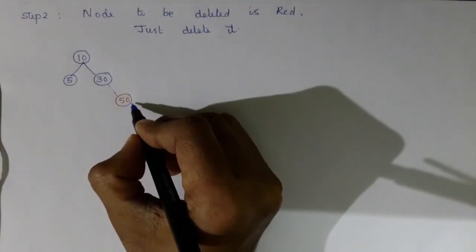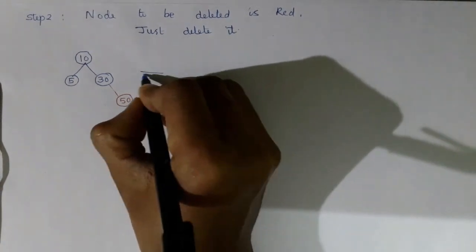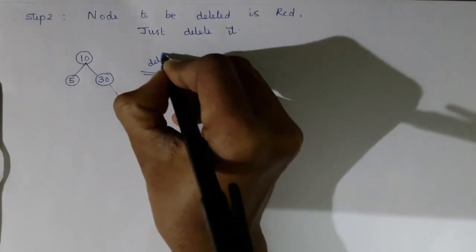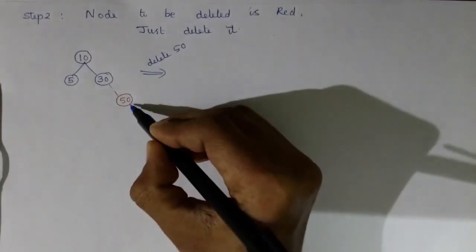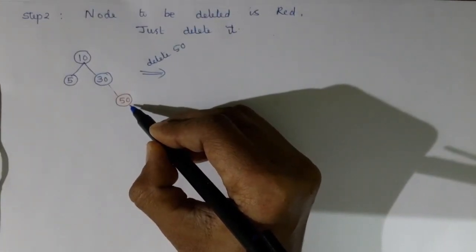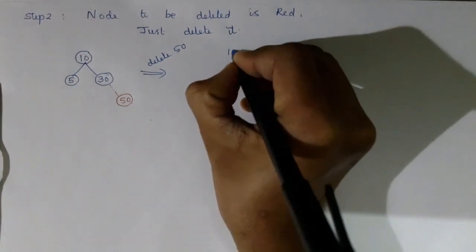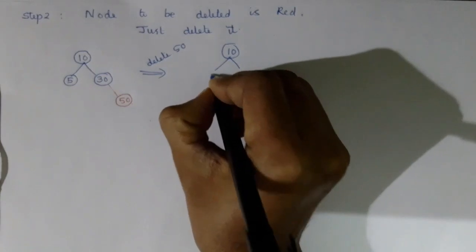Consider this example. In this example, we have to delete 50. So 50 is a leaf node and it is a red node. So we can simply delete 50 from the red black tree. So after deletion, we get a red black tree like this.